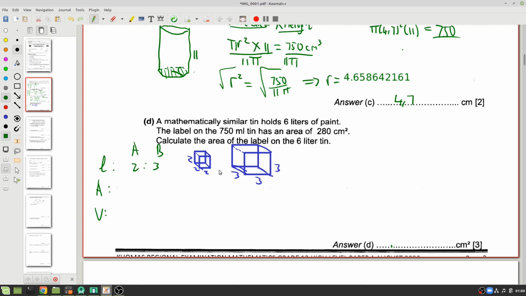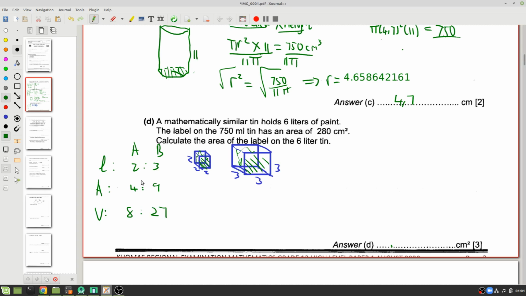But what about the area? Let's pick the front area here. What is the ratio of that area to that area? This area will be length times breadth, so that's 2 times 2, which is 4. And this area is 3 times 3, which is 9. Then the volume of a cube is 2 times 2 times 2, so that's 8. And same here, 3 times 3 times 3, which is 27.